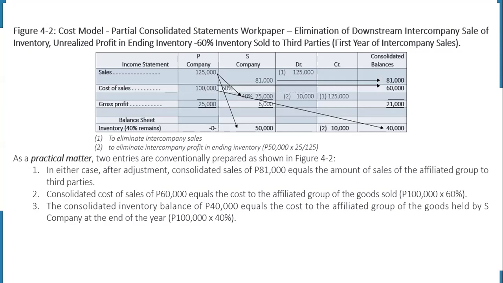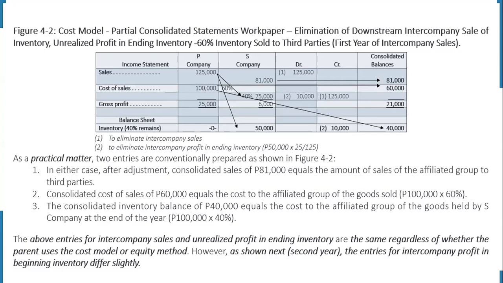Now, you will notice that in the consolidated balances, we only show sales of 81,000, only sales to third parties. We have eliminated the intercompany sales. If we have P company sales as a credit, and then we debit 125,000. And the difference of 21,000 between sales and the adjusted cost of sales, that's equal to 60% of 100,000 is equal to 60,000. So we have now the gross profit of 21,000.